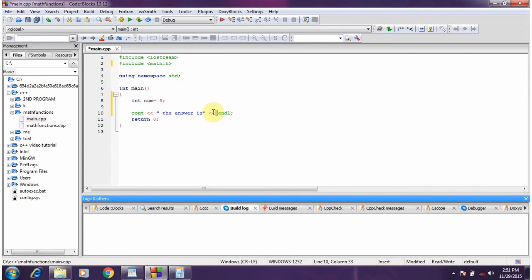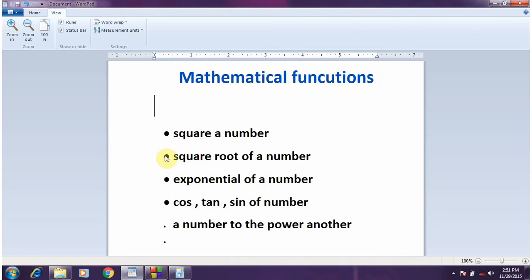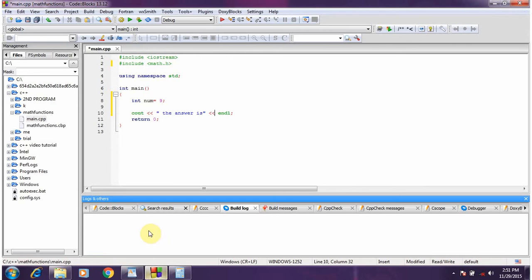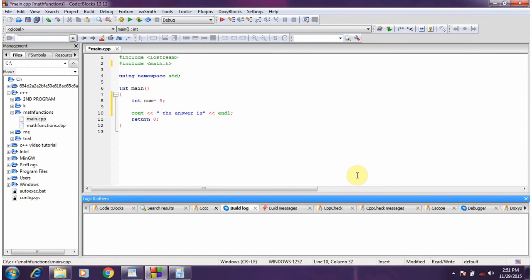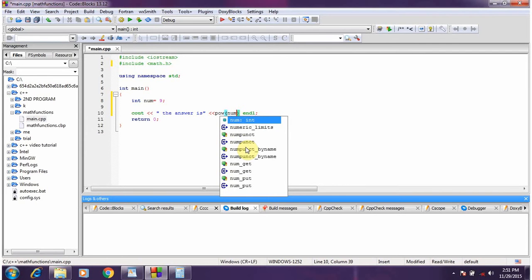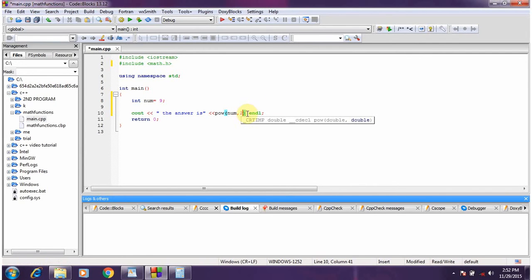So since you said int 9, let's take for example my mathematical functions here. We want to start by squaring a number. So squaring a number, if we say 9 squared, the answer is 81. That is what we want to see here. So in math.h, if we want to square a number, you say pow, right? Then you open bracket, then you put your num here, then comma 2. Remember, to square is to the power 2, like this.